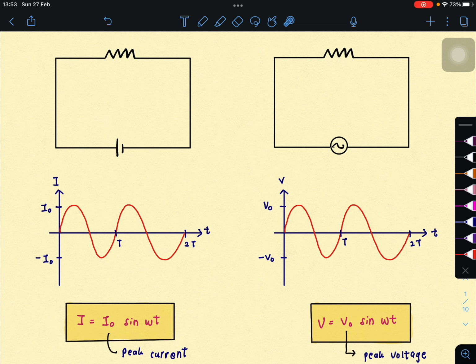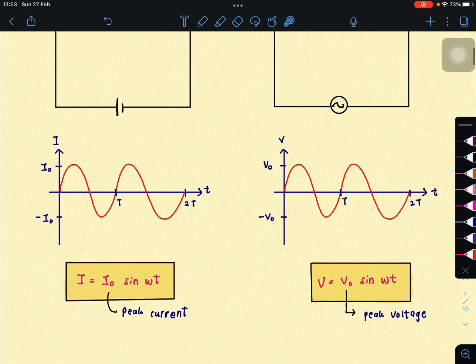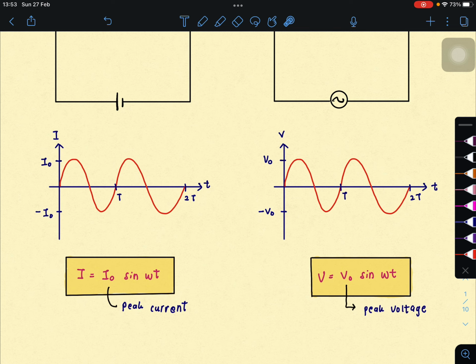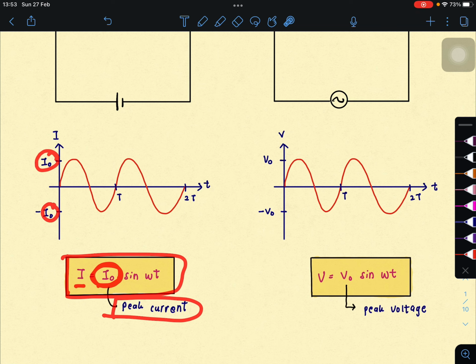So mathematically we can write an expression for the current and for the voltage. So untuk current, we will use this expression I is equal to I naught, di mana I naught dekat sini adalah peak current. So peak current is these two values. It will be the same value. Kalau dekat sini 2 ampere, dekat sini pun akan jadi 2 ampere, but it will be negative. Negative is just to show the direction is in the opposite direction. But in this case, we will only take the magnitude sahaja. We don't care about the direction.